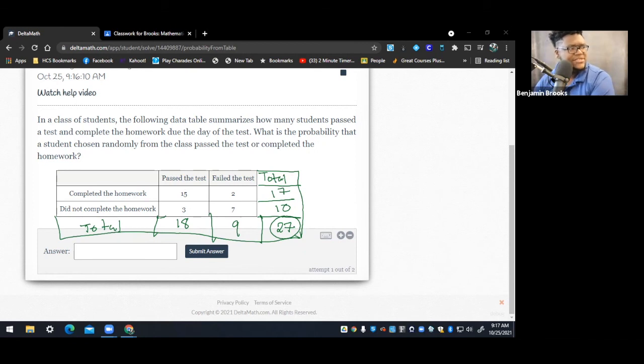Does that kind of make sense? And so the question asks, what is the probability that a student chosen randomly from the class, so from the whole class, all 27 students, passed the test or completed the homework? So they either passed the test, that'll be 18, or completed the homework, that'd be 17.